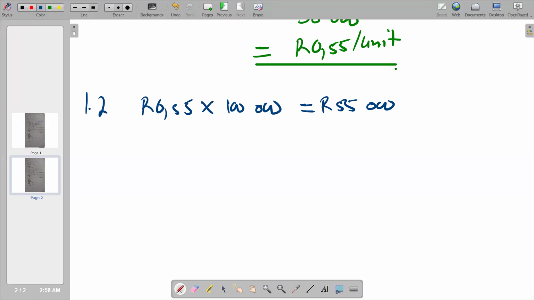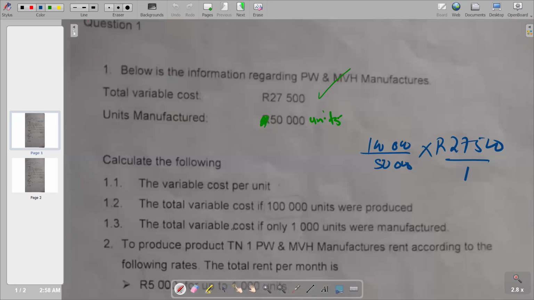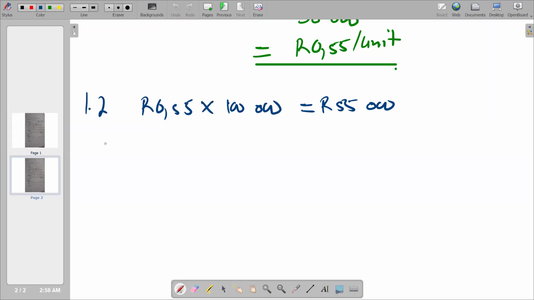Having done that, now we can move on to the next part of our question, which is 1.3: calculate the total variable cost if only 1,000 units were manufactured. Again, we have the variable cost per unit, so we can multiply by 1,000 on 1.3. So 1.3, we are seeing 55 cents times 1,000 units, and your answer is 550. So this is what we have on 1.3.